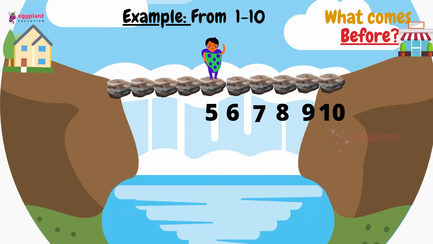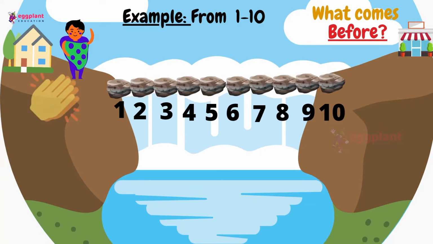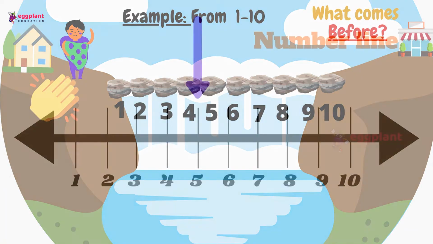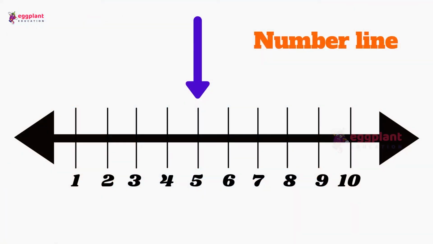What comes before 5? Any guesses? That's right, it's 4. Before 4, it's 3. And before 3, it's 2. And correct, it's 1. Good job, kids. You are all so brilliant. Good job. Next, we'll see the number line.